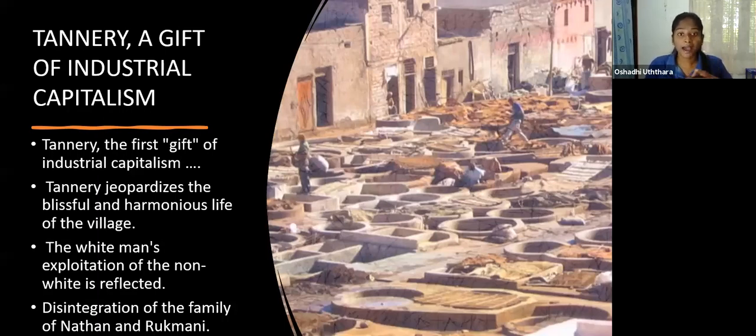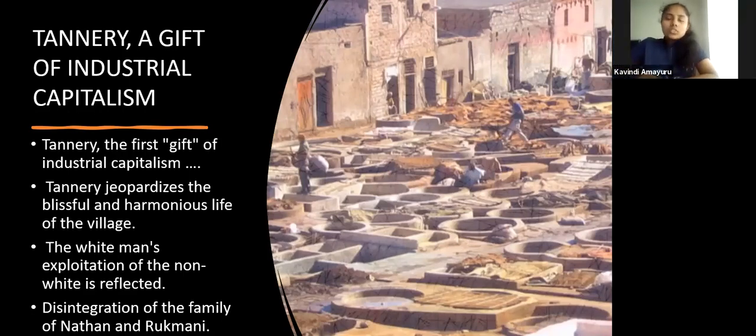The tannery jeopardizes the blissful and harmonious life of the village. Also, the white man's exploitation of the non-white is reflected. Tannery, the legacy of industrial capitalism, has been bequeathed to India as a result of colonial dominance, and it converts society into a profit-oriented one. So guys, is this tannery a gift of industrial capitalism? It's over to you, Kavindi. Thank you, Oshadi.